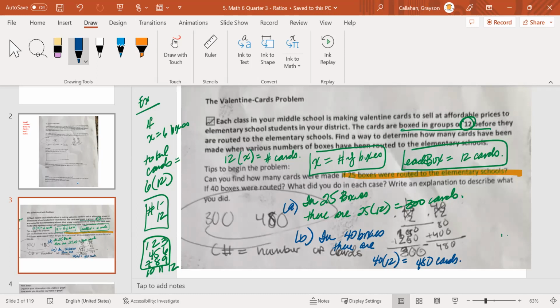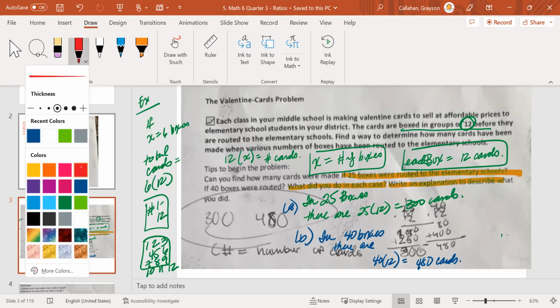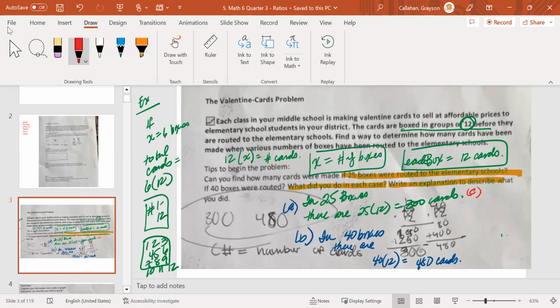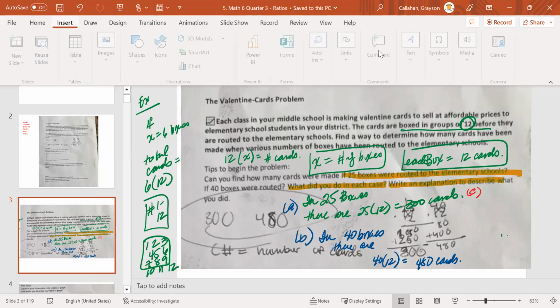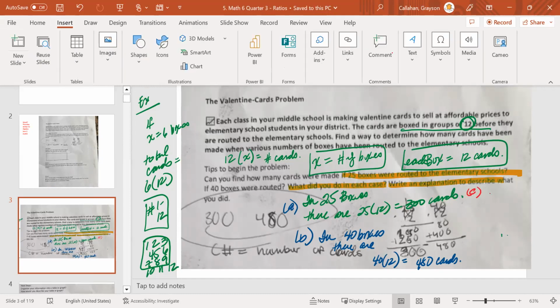What did you do in each case? Write an explanation to describe what you did. So, what did you do in each case? I multiplied them both by 12. And why did you multiply by 12 and not 2? No. Why 12? Why not 2? 1 box is equal to 12 cards. So if it's 25 boxes, you would multiply it by 12. That's what you will explain.